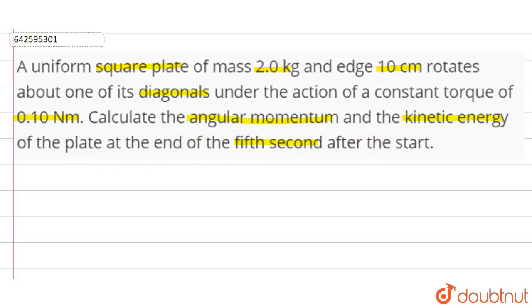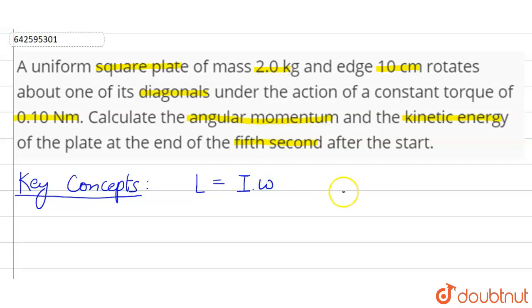Alright, so before we solve this question, let us first discuss some key concepts that we need to know. The key concepts here would be the formula for angular momentum and kinetic energy. The formula for angular momentum is given by moment of inertia times angular velocity. Also, the kinetic energy in case of rotational motion is given by half times moment of inertia times square of the angular velocity. Here we need to find angular momentum and kinetic energy at 5th second.